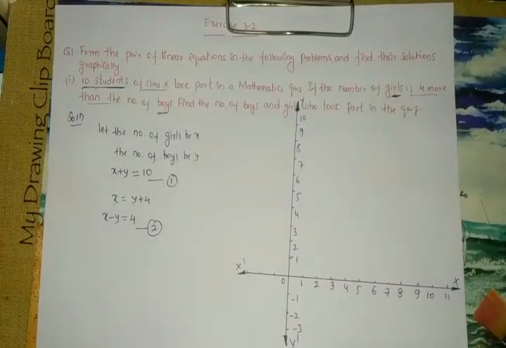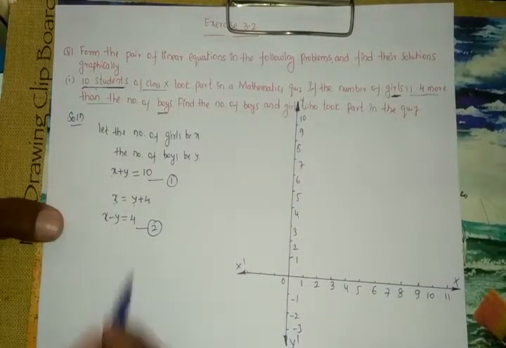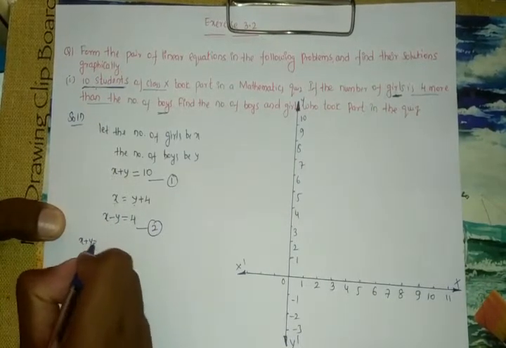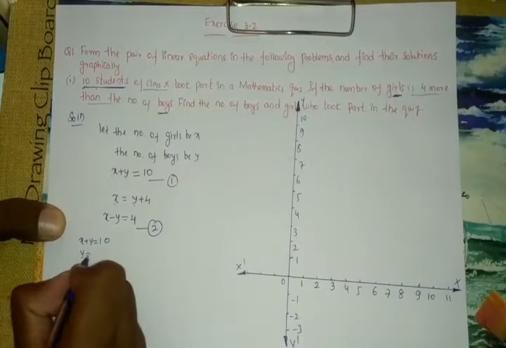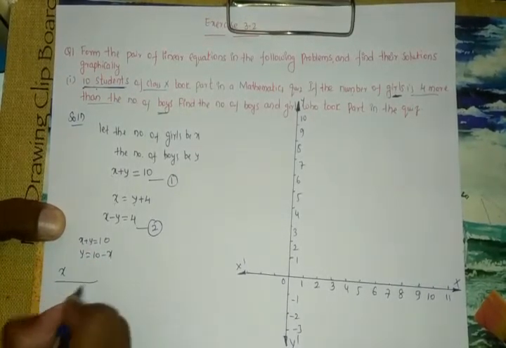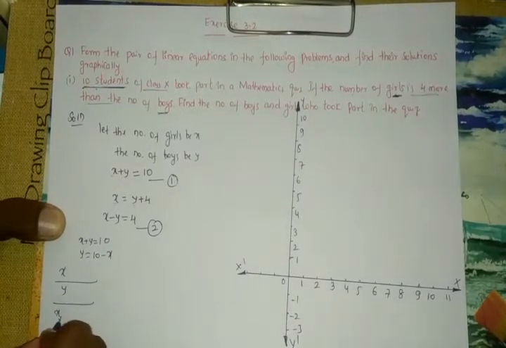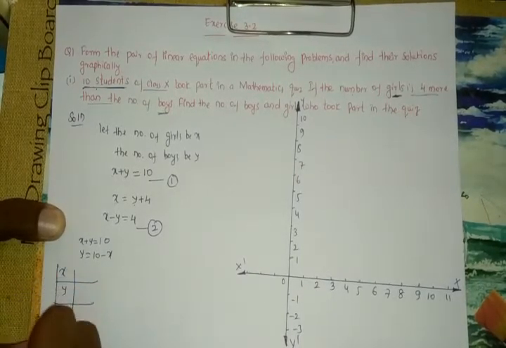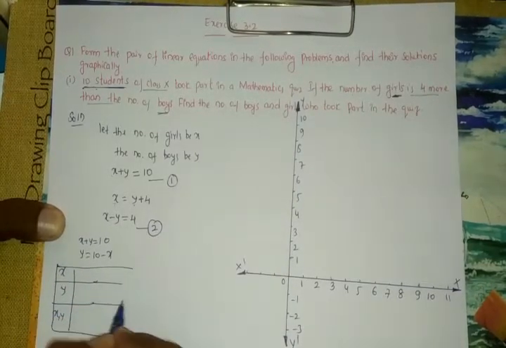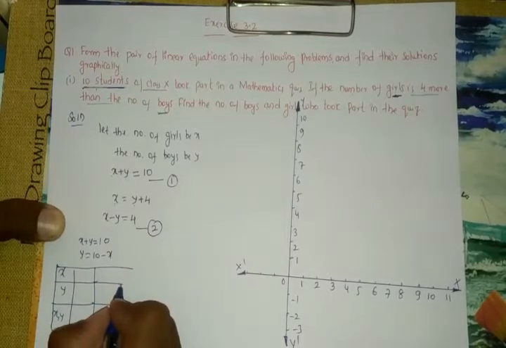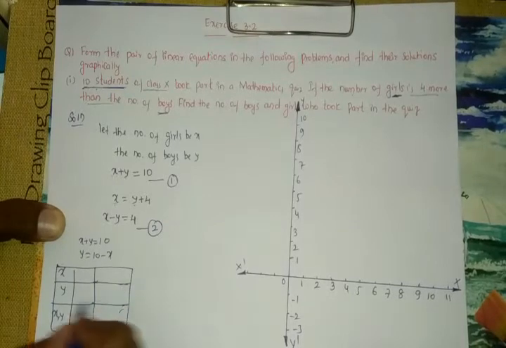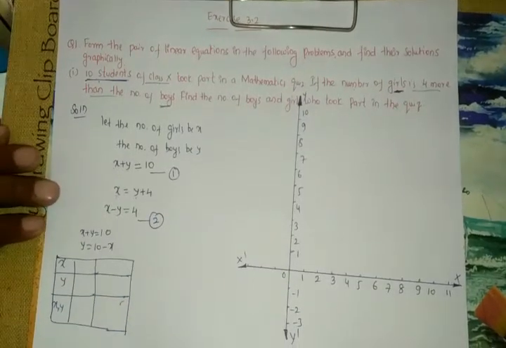Let us represent these two equations graphically. Let me take the first equation, x plus y equals 10, or y equals 10 minus x. Let me draw a table: x, y, x comma y. I can take any random values of x and find the corresponding value of y, or take any value of y and find the corresponding value of x. Either way you can do.